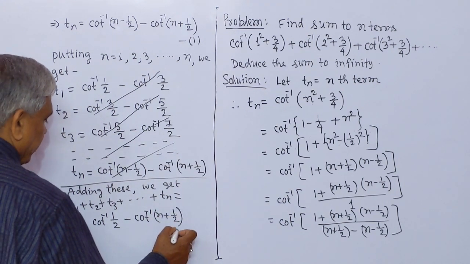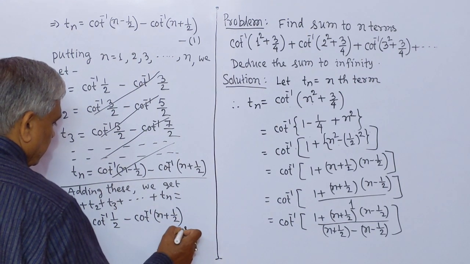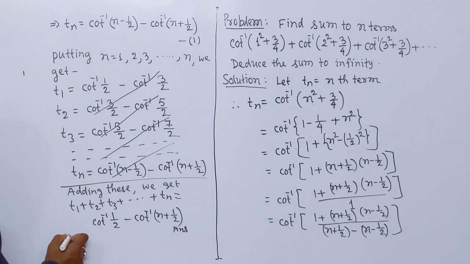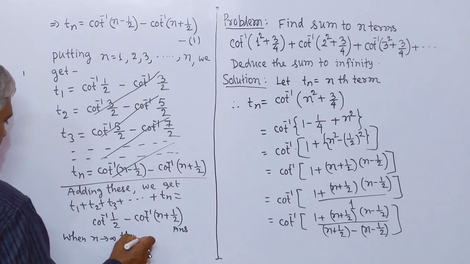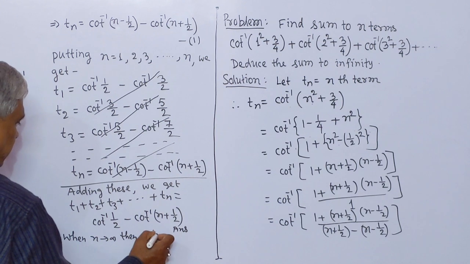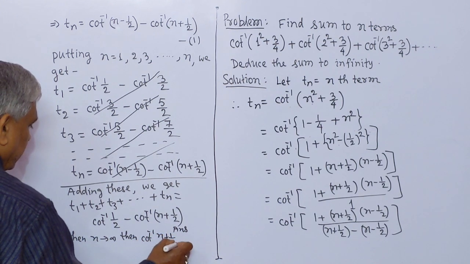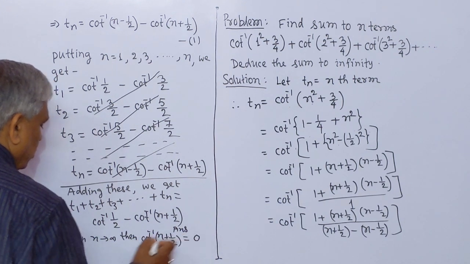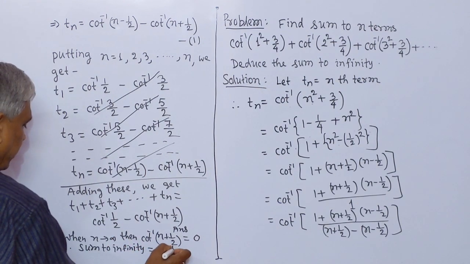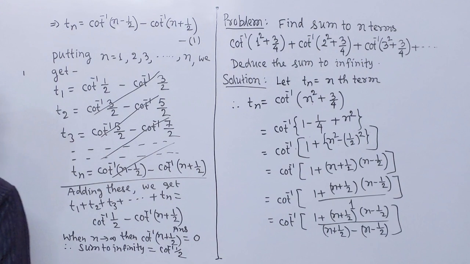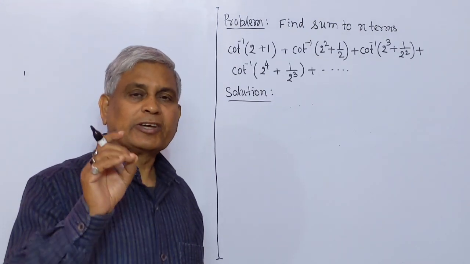and this is the required answer. When n tends to infinity, then cot inverse (n plus half) equal to 0. Therefore, sum to infinity equal to only remains cot inverse half. Now we solve the next problem.